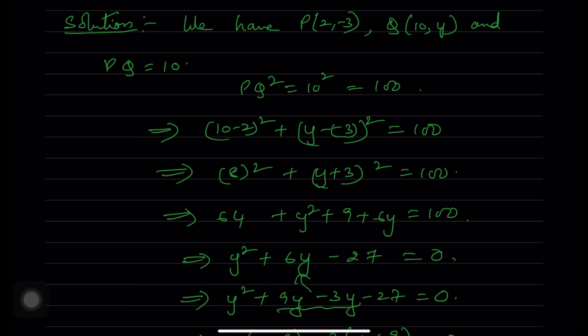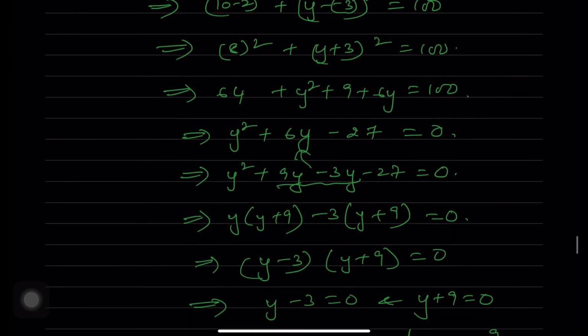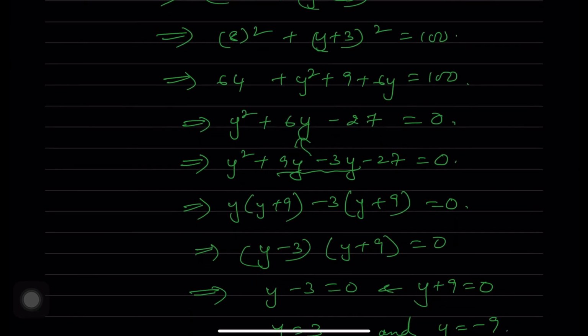y square plus 6y minus 27 is equal to 0, which implies y square plus 9y minus 3y minus 27 is equal to 0. y into y plus 9, so when you are taking out common between y square and 9y, you are going to take it as y. y into y plus 9 minus 3 into y plus 9 is equal to 0. y minus 3 into y plus 9 is equal to 0.